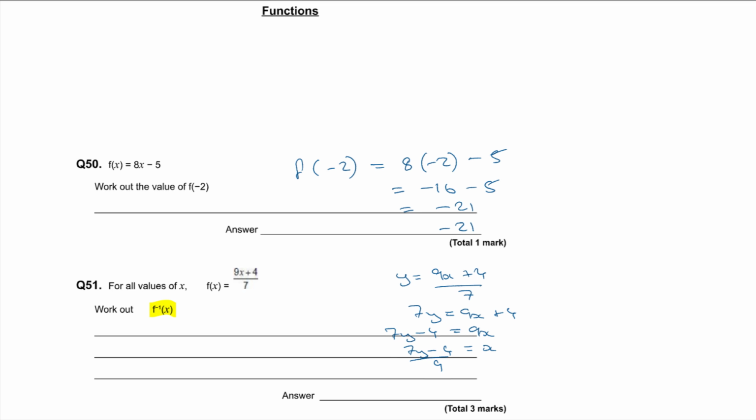Okay, so once you've got it reworked like that, then we just rewrite that, but we replace x with f to the minus 1 of x when we rewrite it, and we replace y with x. Okay, so my final answer is going to be f to the minus 1 of x is equal to 7x minus 4 over 9. Okay.